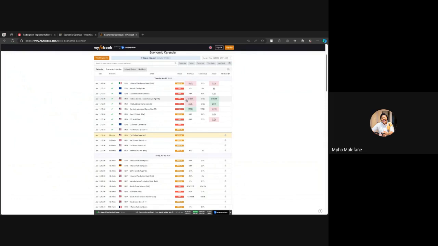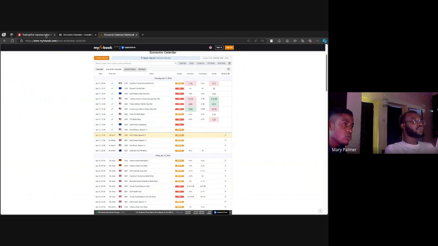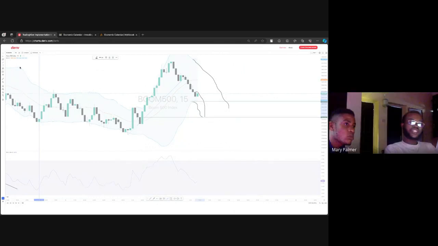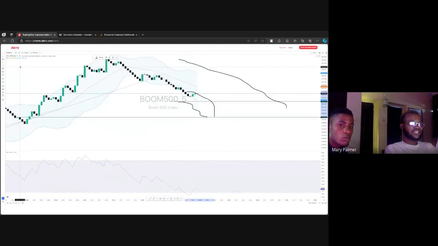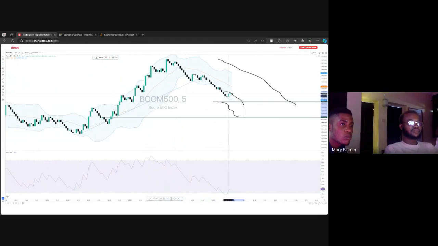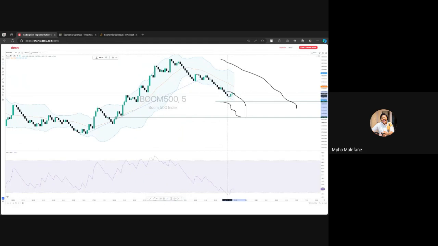Lagging indicators. Can you please put the 1 minute time frame? I want to see something. Which time frame? 1 minute, 5 minutes. One or five. You see another thing. Now, okay, 1 minute, can you see that?